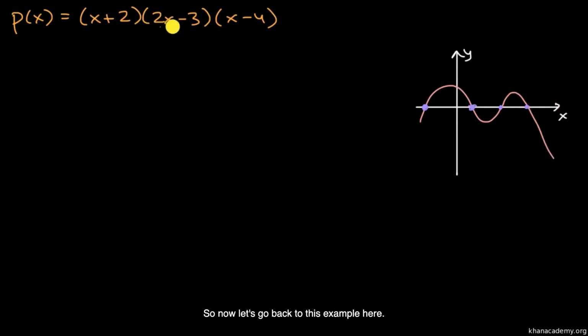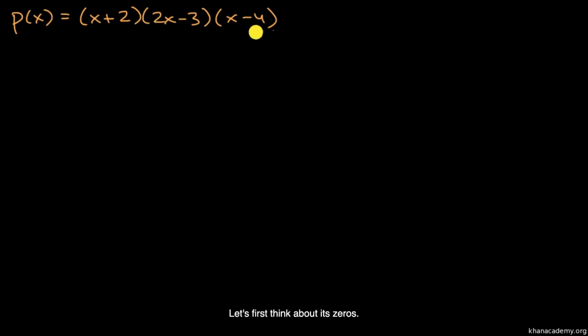So now let's go back to this example here, and let me delete this because this is not the graph of p of x, which I have just written down. Let's first think about its zeros.